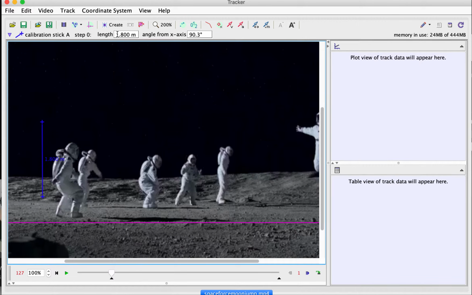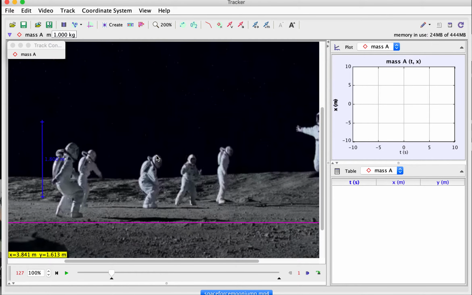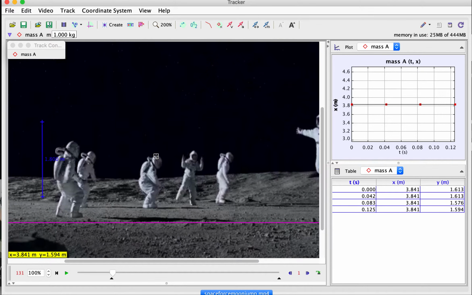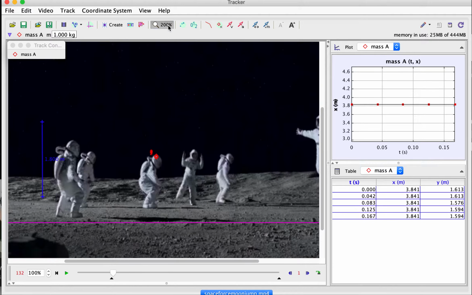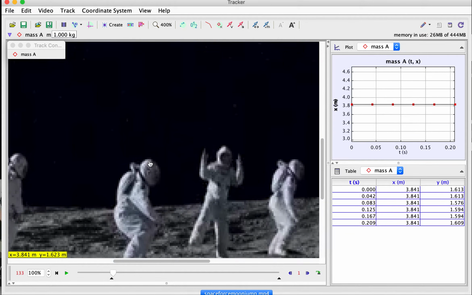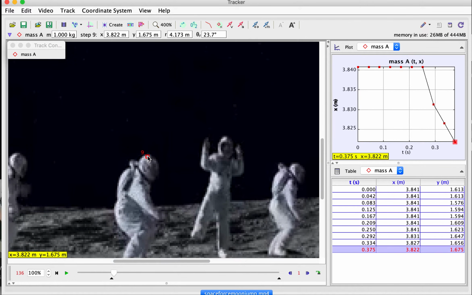I'm going to choose a new point mass, and I'm going to click on the top of her helmet and just mark the top of her helmet. Let's do that. So I need to hold down the shift key, and I'll just click, and it moves forward a frame. She's actually squatting down a little bit. Let me zoom in a little bit more. And it doesn't have to be perfect because I'm just going with the top. It's not perfect, but I can do it quick.